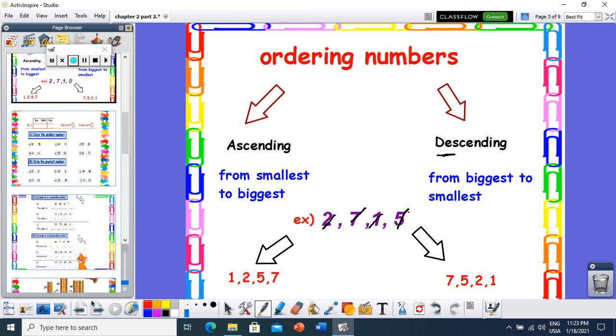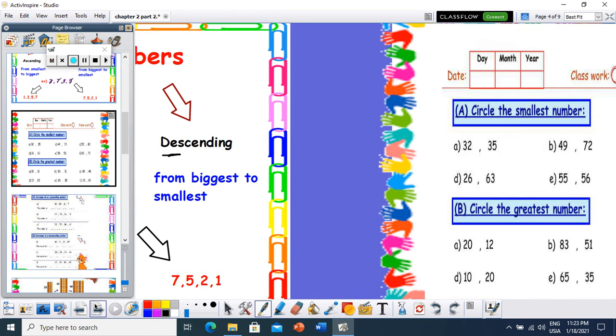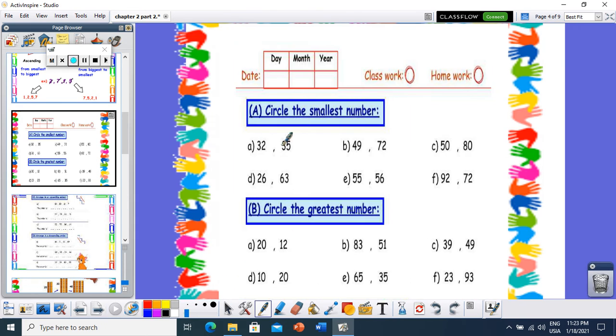Okay, now let's solve the example about ascending and descending. Circle the smallest number. When I'm comparing two numbers, the first step is to look at the tens. If the tens are equal, I have to look at the ones.